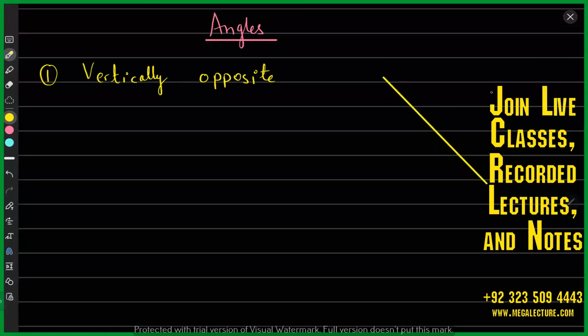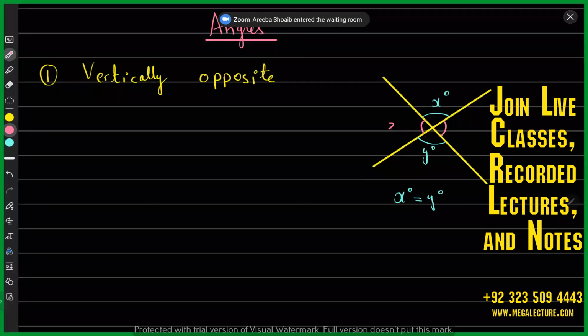This is line 1, this is line 2. They are intersecting each other. So this pink angle is vertically opposite to this pink angle, and this blue angle is vertically opposite to this blue angle. And the property says that vertically opposite angles are same. So this means that if this angle is x degrees, if this is y degrees, x degrees would be equal to y degrees, right? Similarly, if this is equal to z degrees and if this is equal to t degrees, so this would imply that z degrees is equal to t degrees.